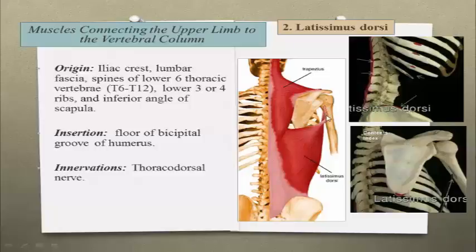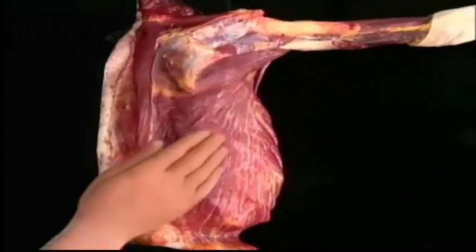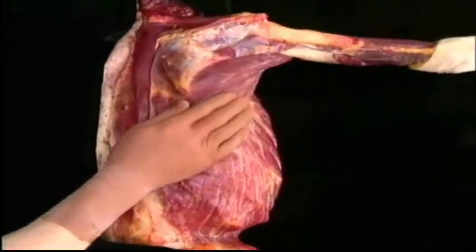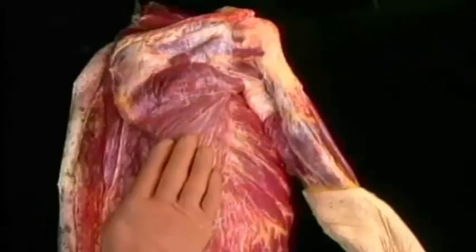Latissimus dorsi is innervated by the thoracodorsal nerve, which comes here from the brachial plexus, and it has multiple functions. First of all, it adducts and extends the arm at the shoulder joint. Additionally, it can rotate the arm medially.